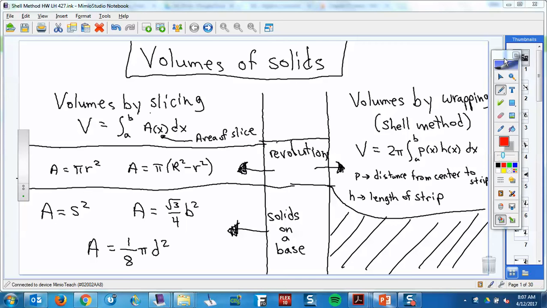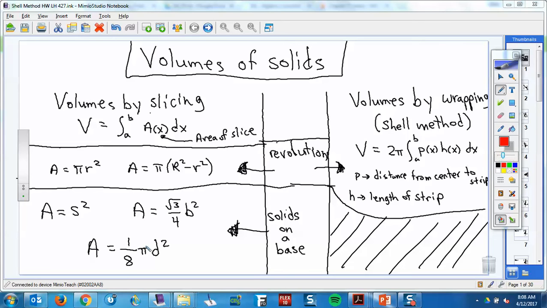All right, so we got our new way, the shell method, an alternate way to do solids of revolution. You can either slice, perpendicular to the axis of revolution, or you can wrap around the axis of revolution in layers, and that's the shell method. The strip would be parallel to the axis of revolution. That gives you some flexibility on what kind of strips you can use, which is nice.